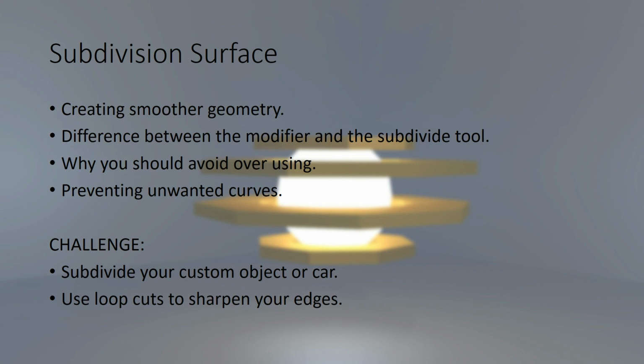I want you to subdivide your custom object or car. So for example, if you created your blocky car, which I'm sure many of you would have done using things like extrusions, etc. This is a great opportunity for you to add more natural, more curved edges to your car's structure. For any parts of your object where you want to sharpen your edges, don't forget you can use loop cuts to do so.